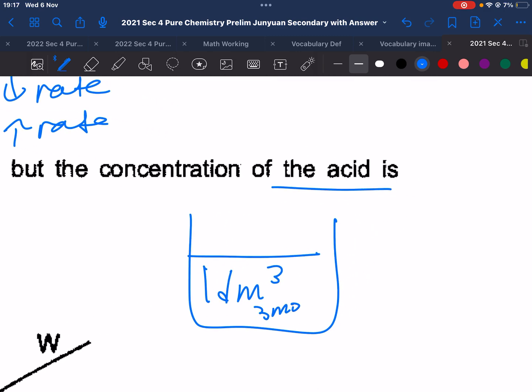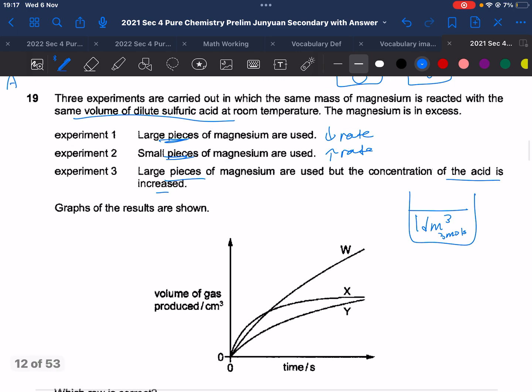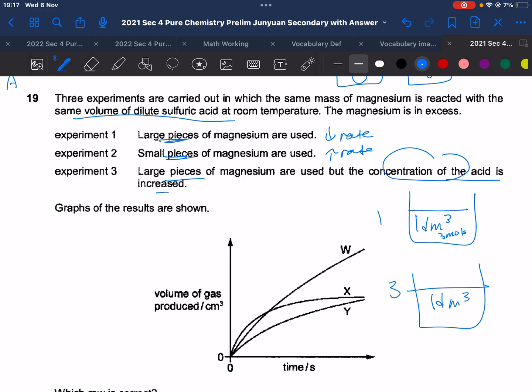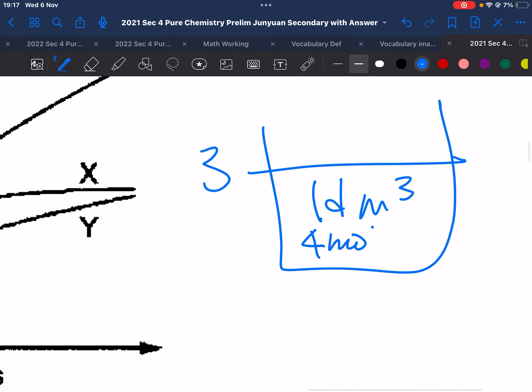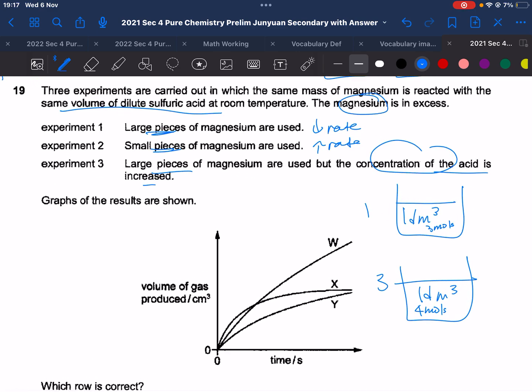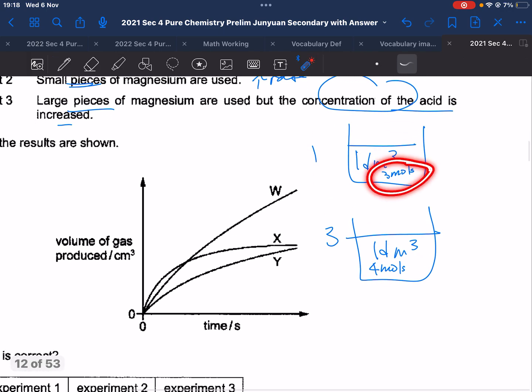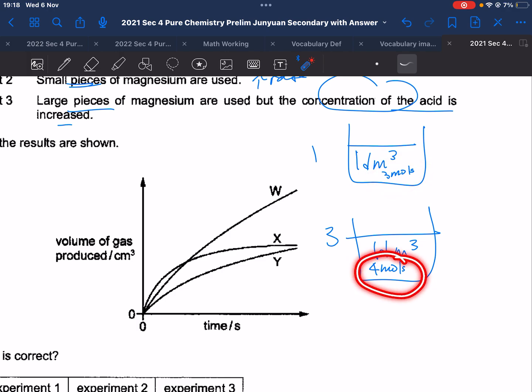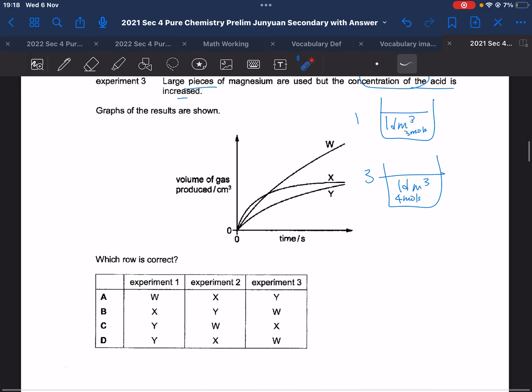actually 3 moles. So that's for experiment 1. For experiment 3, I have 1 dm cube but the concentration of the acid increases, so it will be 4 moles per dm cube. I have more now. Again, magnesium is in excess. What this means is that all the sulfuric acid will react. All the 3 moles of sulfuric acid here will react, and all the 4 moles here will react. So 4 moles reacting will yield a higher volume of gas. That's why experiment 3 should be W.